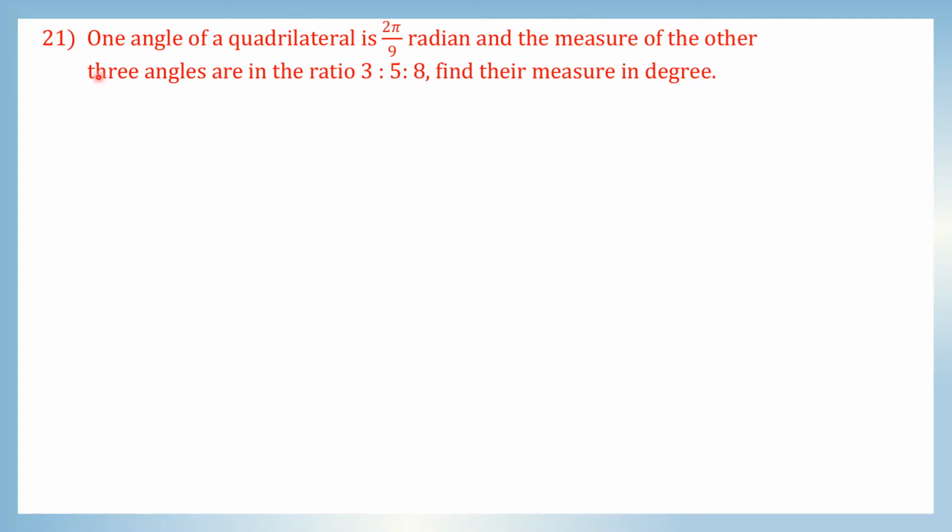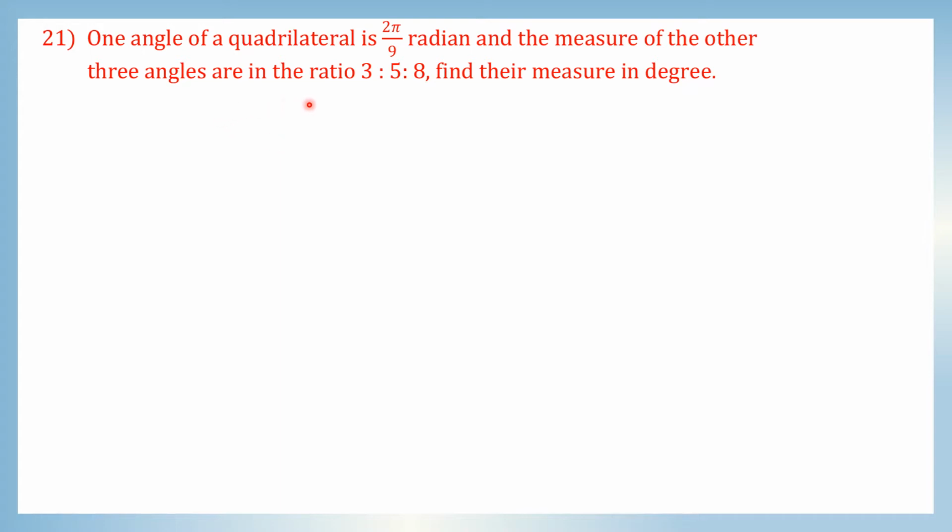Example number 21. One angle of the quadrilateral is 2π/9 radian and the measures of the other three angles are in the ratio 3:5:8. Find their measures in degrees. Here we are given a quadrilateral that has one angle 2π/9 in radian. For simplification, convert it into degrees.